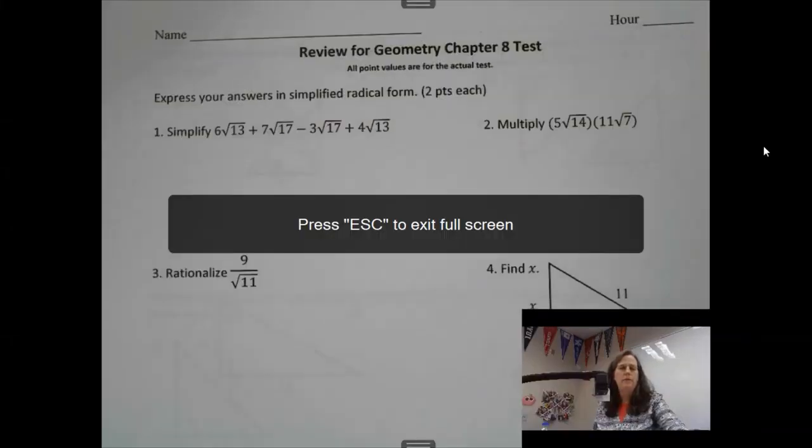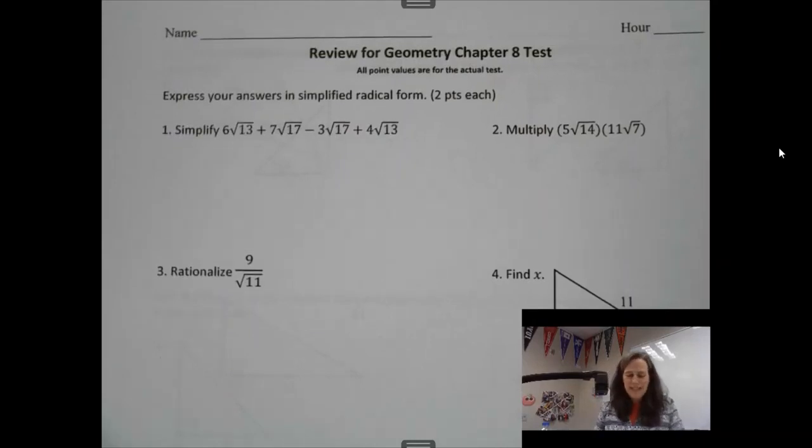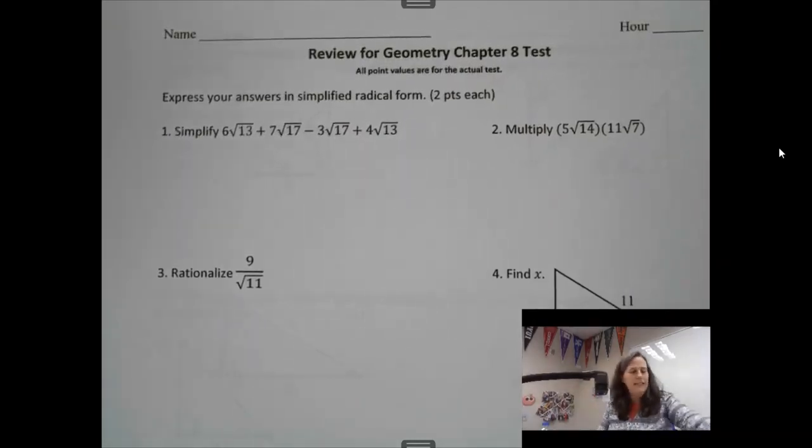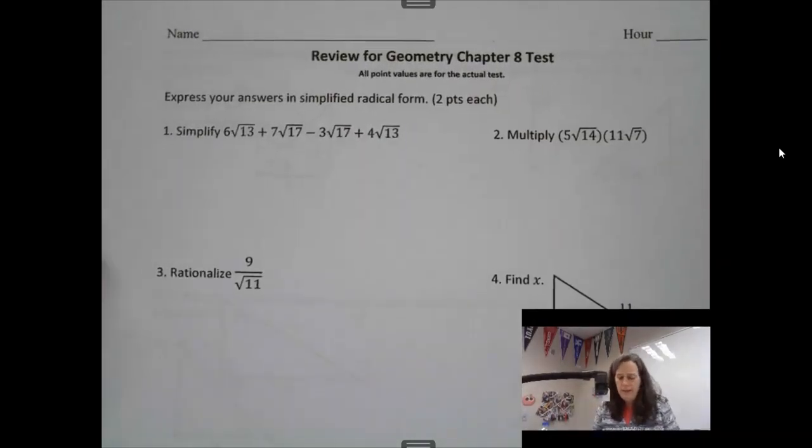All right, we are reviewing for our Chapter 8 test. How exciting, we've made it this far. So this is what the test will look like. And then these questions are different numbers, but same processes. So I'm gonna make sure you can do this review.